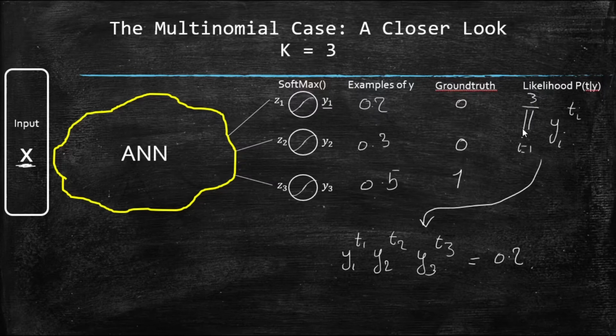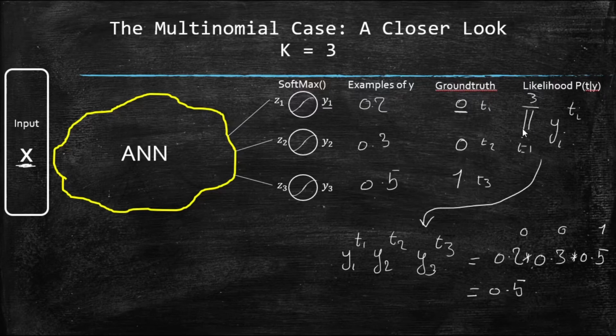Wait, this is t sub 1, this is t sub 2, this is t sub 3, right? For class 1, class 2, and class 3. So t sub 1 is 0. y sub 2 is 0.3. Remember, we have multiplication here. And the ground truth for that, t sub 2, is 0, and again multiplied by 0.5, which is y sub 3, and then t sub 3 is 1, right? So what we get here is 0.5. So basically, what does it mean?